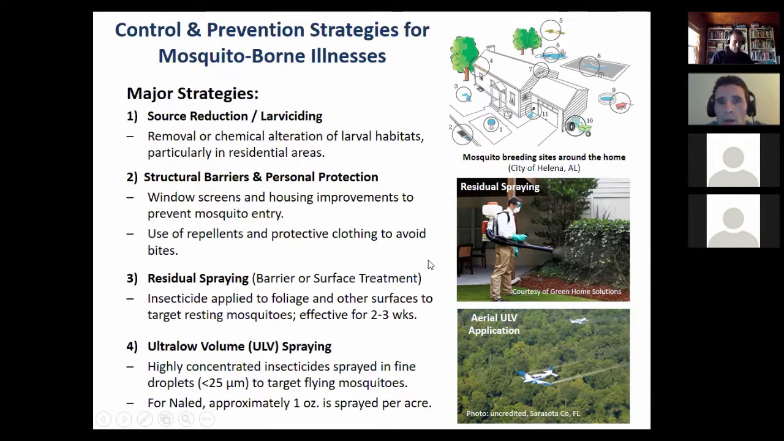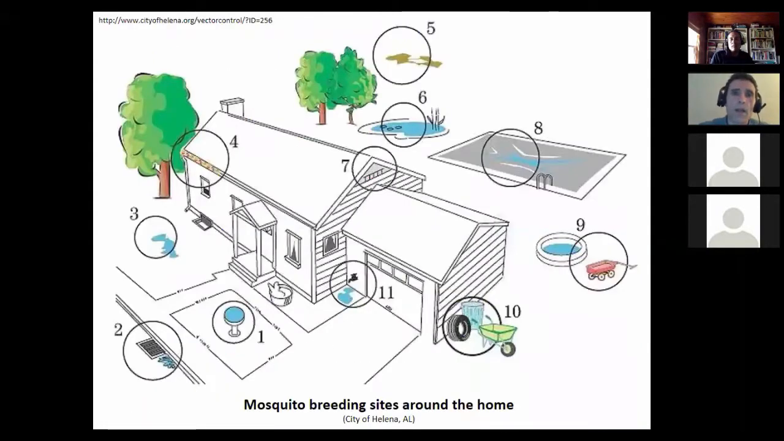So I highly recommend to homeowners to stick to source reduction and larviciding, and only go to spraying when these other non-chemical methods actually aren't working. And then ultra low volume spraying tends to be done by the public sector at a much larger scale. And just looking here, this is the zoom in of that one diagram.